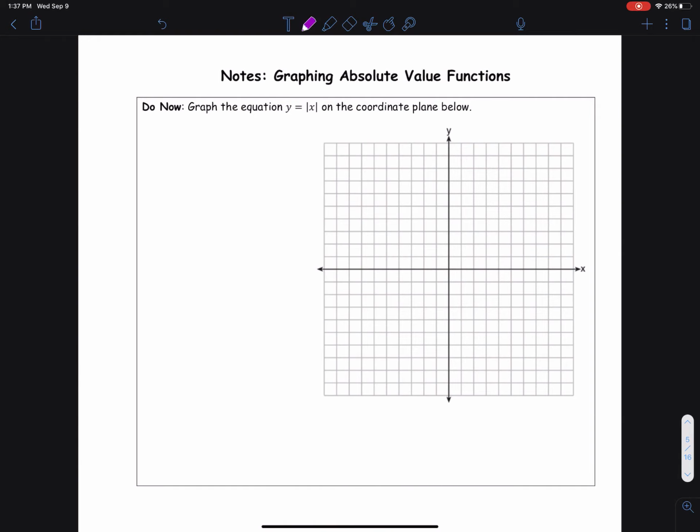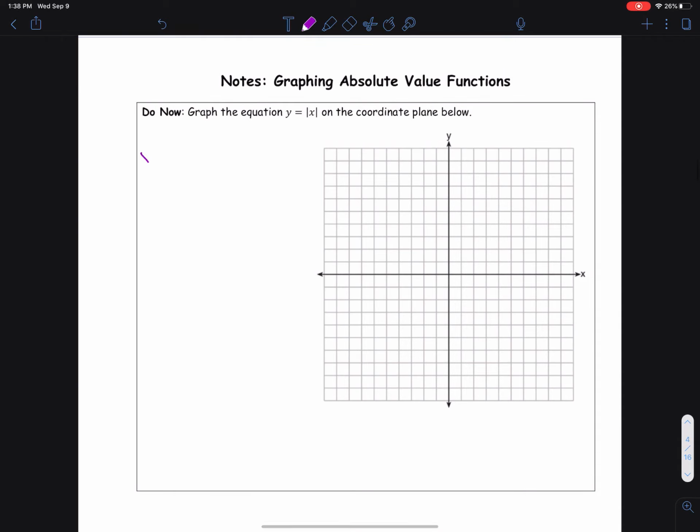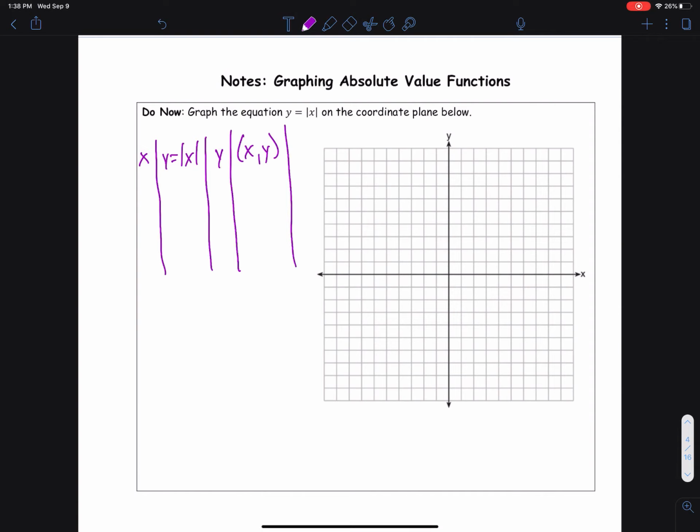On the next page, we're going to be talking about graphing absolute value functions. For the do now, what I want you guys to do is graph that function without a calculator. Pause the video, try and graph that without a calculator, and play it once you're done. So for this, the best way of graphing when it's not y equals mx plus b form, which it clearly is not, it's y equals the absolute value of x, is to do an xy chart. So we have x, we have the equation, we have y, and then I like to include a fourth column for (x, y), so there's no confusion on the point that we're actually graphing.